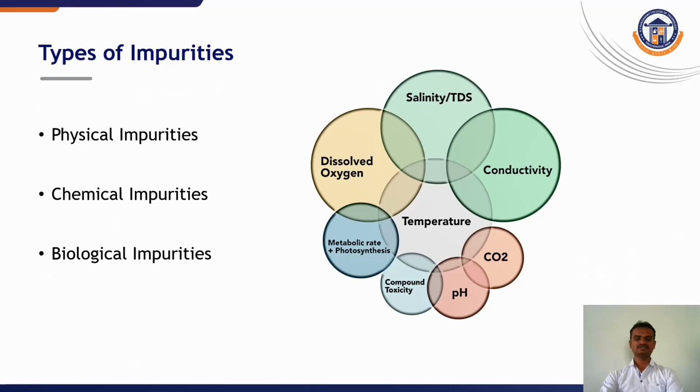Physical impurities. These affect the sensory properties of water like how it looks, smells, or feels. Chemical impurities include dissolved salts, metals, nutrients, and gases, some of which are harmful in excess. And the biological impurities consist of microorganisms like bacteria, virus, protozoa, and parasitic worms. So, understanding these categories helps us in choosing the right water treatment methods.